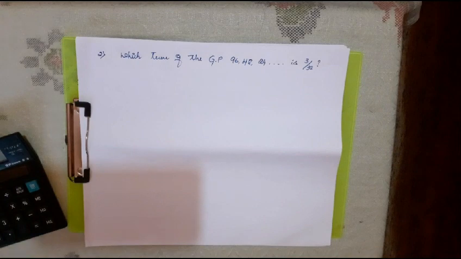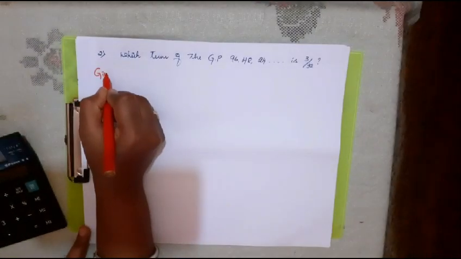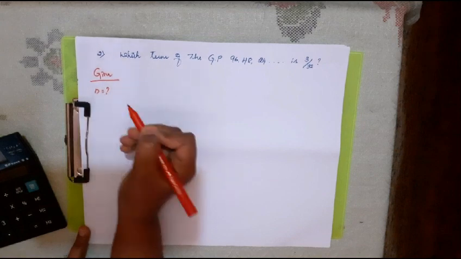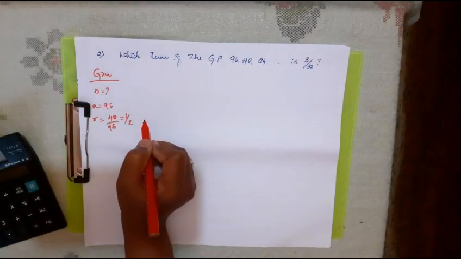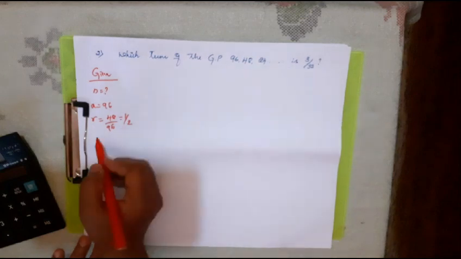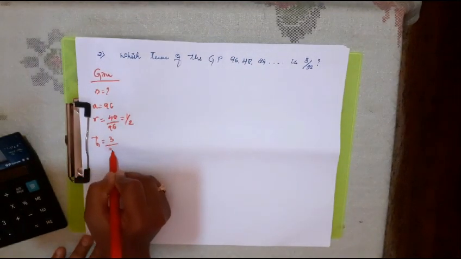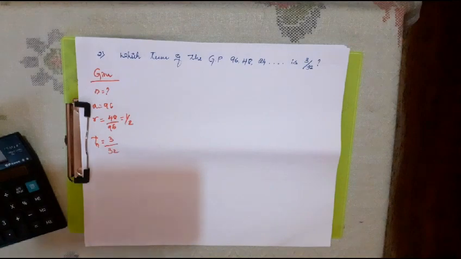Which term of the geometric progression 96, 48, 24, and so on, is 3 by 32? They have asked. Which term means they are asking us to find n. So from the given information, n they have not given. A is 96, R is 48 by 96, so you are getting here also 1 by 2. Tn they have given as the last term, that is 3 by 32. They are asking us to find the value of n.